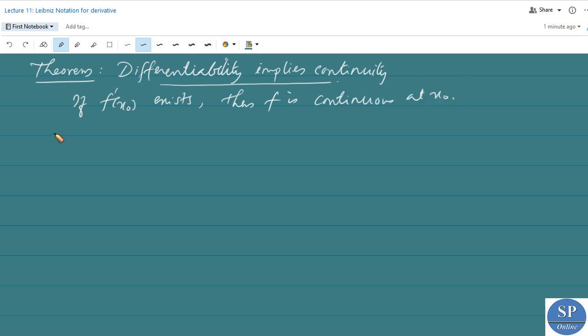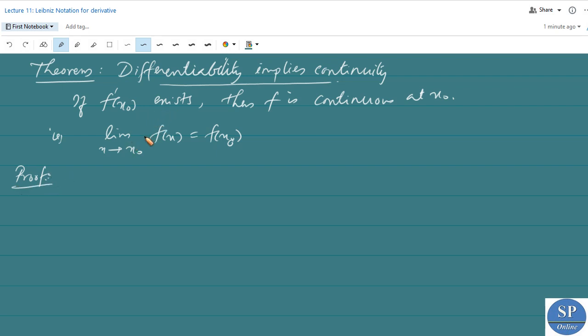Continuous means the limit as x approaches x naught of f of x is equal to f of x naught. So the theorem says that if f dash of x naught exists, that is, if f is differentiable at the point x naught, then f is also continuous at the point x naught. That means differentiability of a function at a point implies the continuity of that function at the same point. Now, how can we prove this?